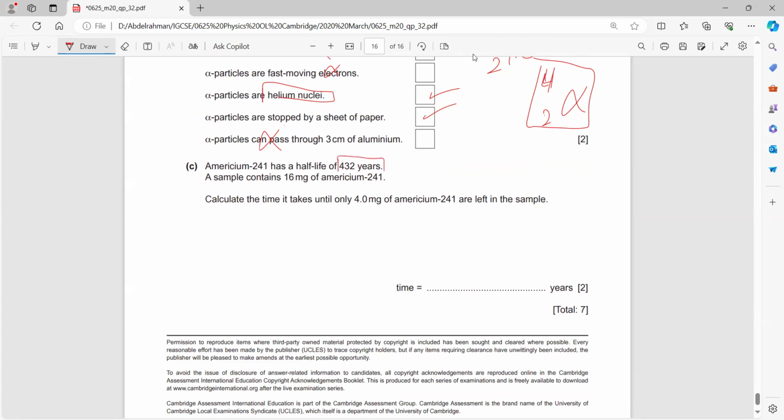The half-life of this americium is 432 years. The sample contains 16 milligrams. Calculate the time taken until only 4 milligrams are remaining. Initially it was 16 milligrams, finally it was 4 milligrams. We need to find the time taken for it to decay. We keep dividing 16 by 2 until we reach 4 and count the half-lives, then multiply by years. 16 divided by 2 is 8, 8 divided by 2 is 4. So I took 2 half-lives. 2 times 432 equals 864.